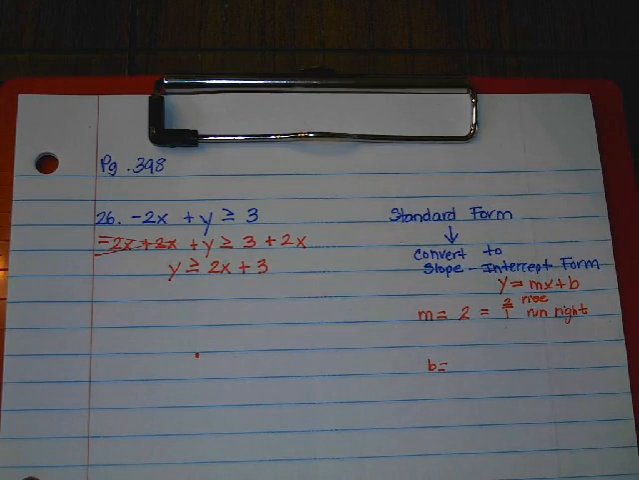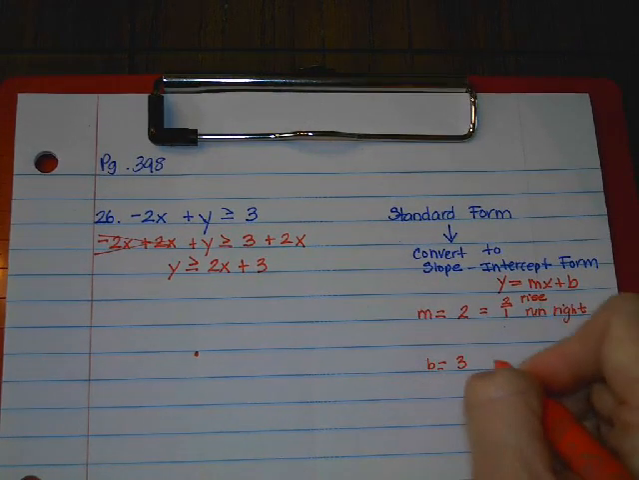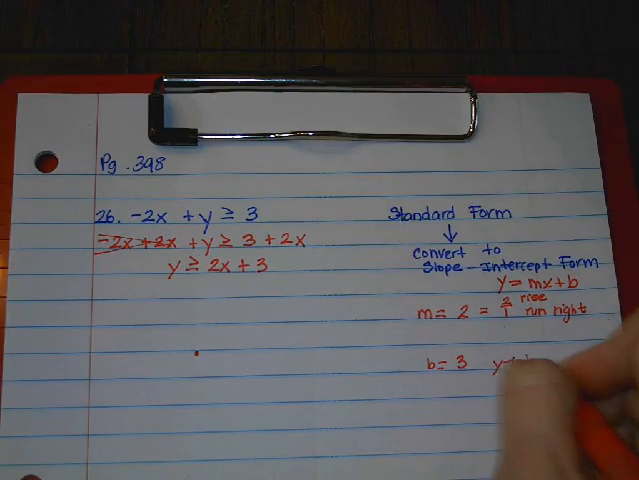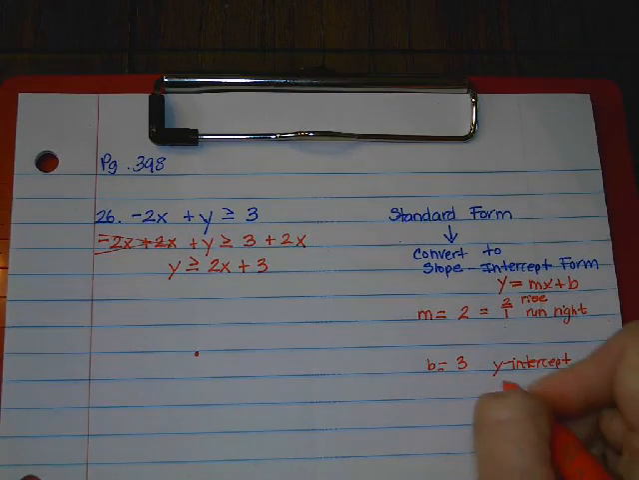All right, Laquan, what is my b value? That's correct, it is 3. And that is my y-intercept. And it is my starting point.